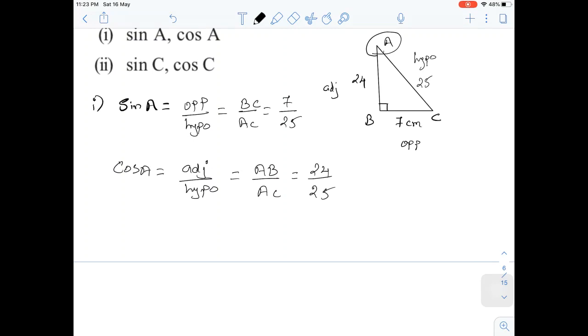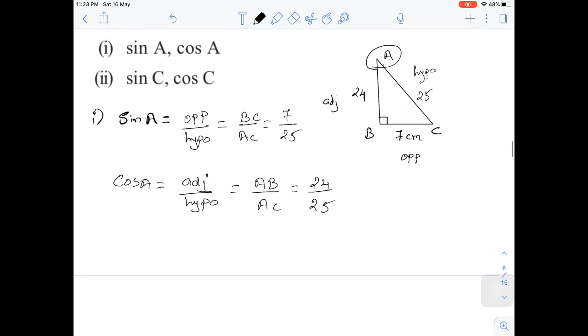Now similarly, in the same way, you people have to find the value of sin C and cos C.